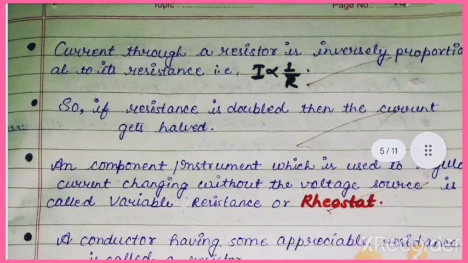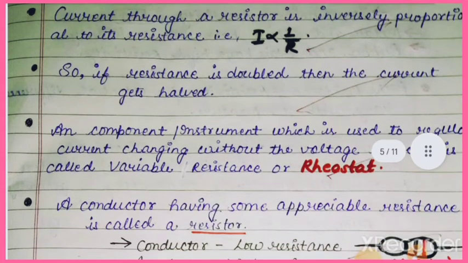Then current through a resistor is inversely proportional to its resistance, that is I is proportional to 1 upon R. We have seen Ohm's law, where V is equal to I into R. So when we rearrange it, I is equal to V upon R. So if resistance is doubled, then the current gets halved. I have already told you what direct proportion and inverse proportion are.